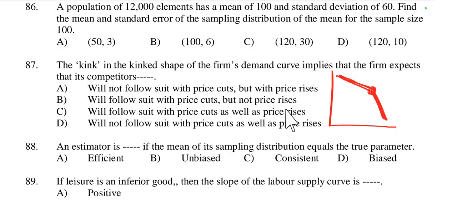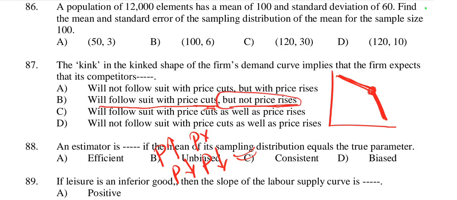So when one firm raises its price, the other firms don't follow, but when one firm reduces its price, the other firms also reduce their price. So competitors will follow suit with a price cut. When the price is cut, others also cut the price, but when the price rises, others don't follow the first firm. So option B is the right option here.